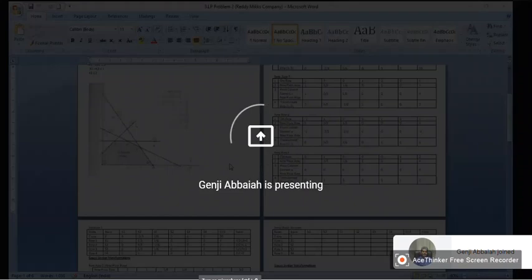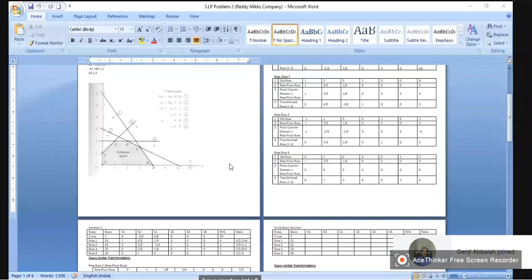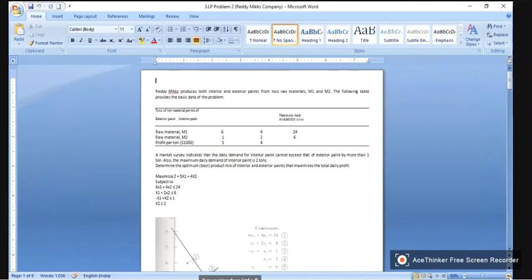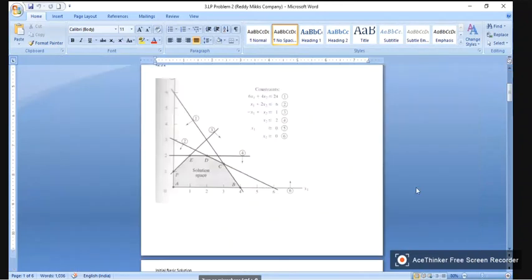So can you see the file, students? Can you see the file? Okay. So this is the graphical solution for the ready mix problem.